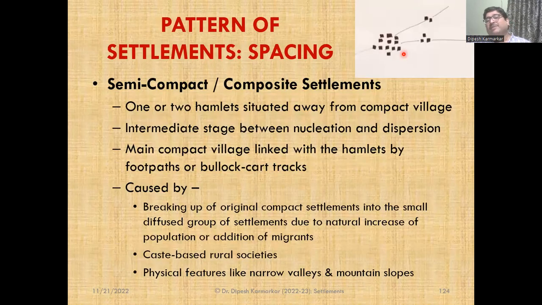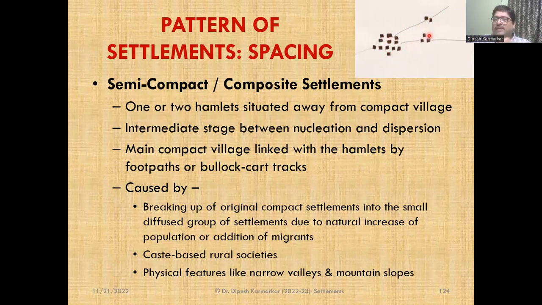The next one is a semi-compact settlement, also called the composite settlement. As I told you, there is one larger settlement and there are two smaller settlements, and all this put together they form one settlement. So these two are very small. They are part of the main settlement, but as you can see, they are located away from each other. So you find that one or two hamlets are situated away from the main village or the main settlement, while the main settlement is very compact. So here you can see that the houses are located very close to each other, leading to compaction.